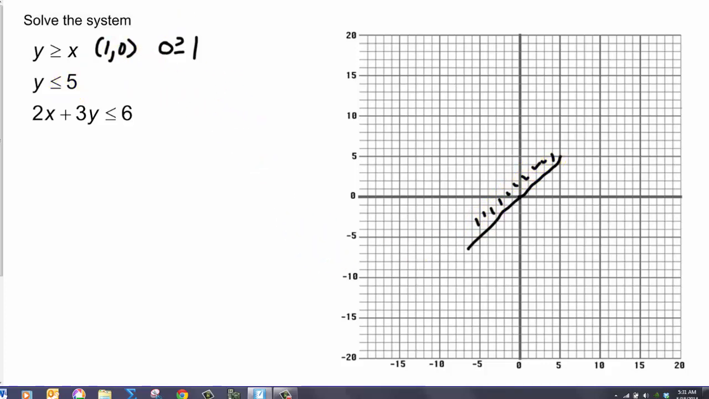y is less than or equal to 5. It's a horizontal line. And y is less, so I would shade below.